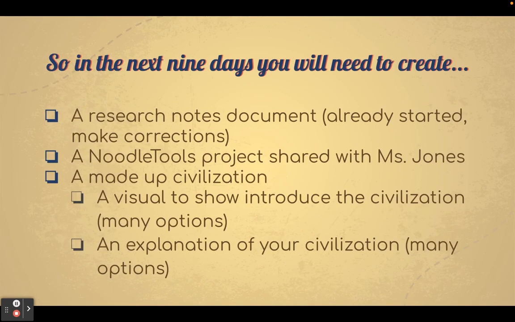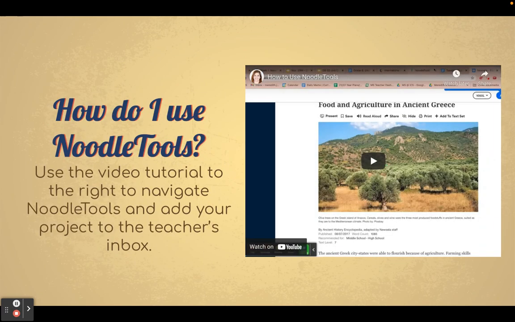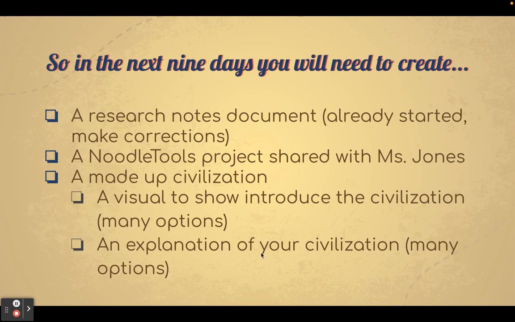Here is a checklist I made to help you. You will need to complete the research notes document that you already started. You just need to make corrections and continue adding. You also need a Noodle Tools project that you've shared with Miss Jones. That's today, using a lot of the information you already have from your research notes. Then there is a made up civilization that will have a visual to show and introduce the civilization, and an explanation of your civilization. There will be lots of options for how to do that and for what it can look like.